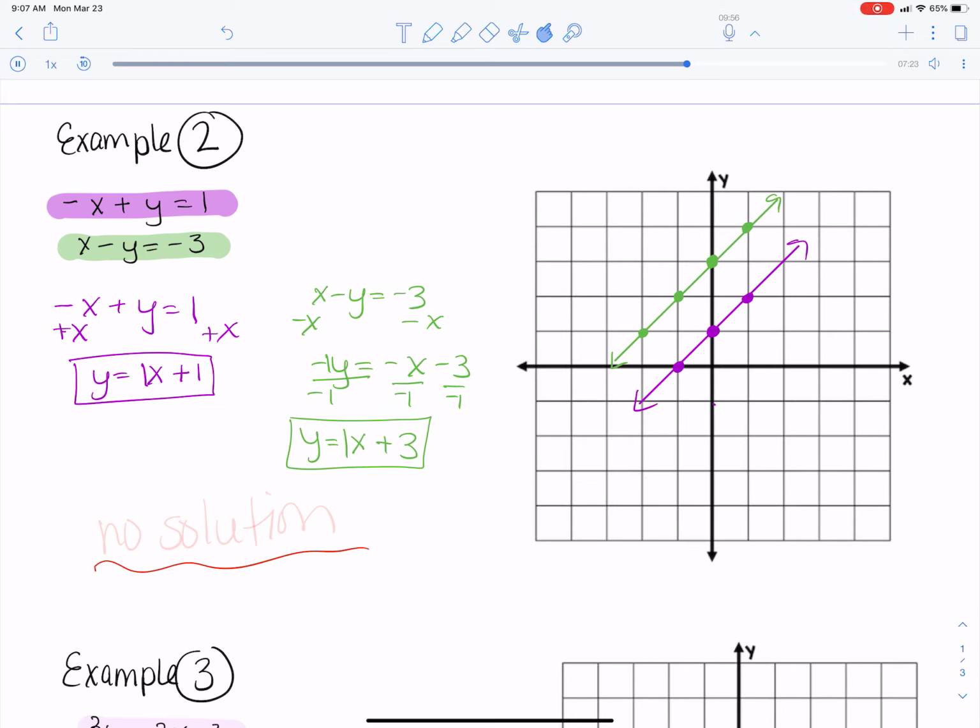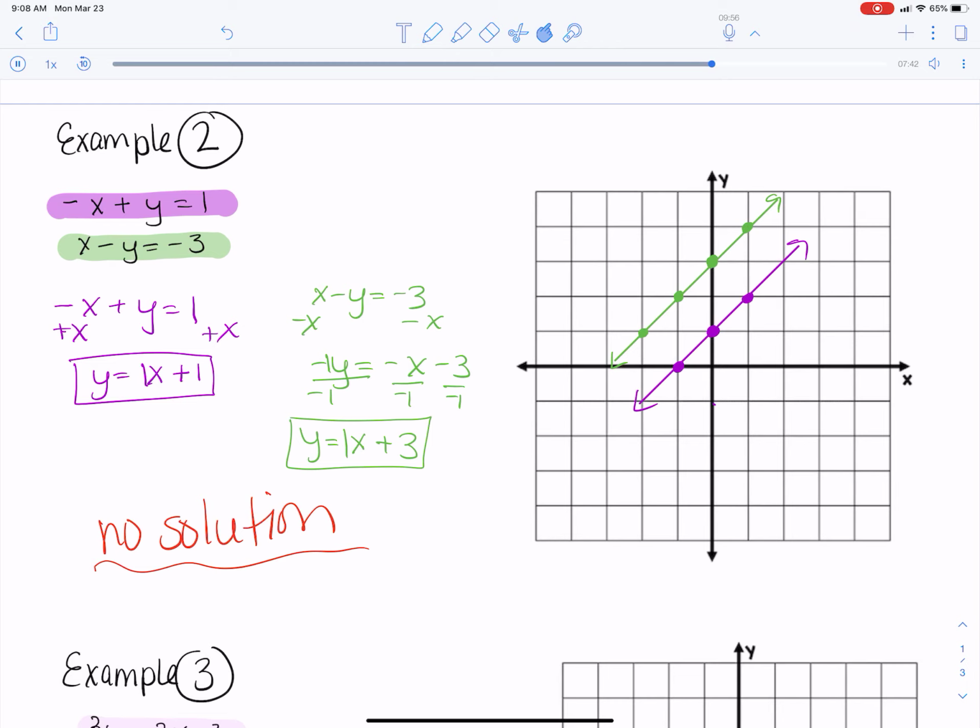Now, our lines never intersect, so we have no solution. Which, if you remember from Friday's work, you just have to look at the slope. If we have the same slope, then we should know that there's no solution.